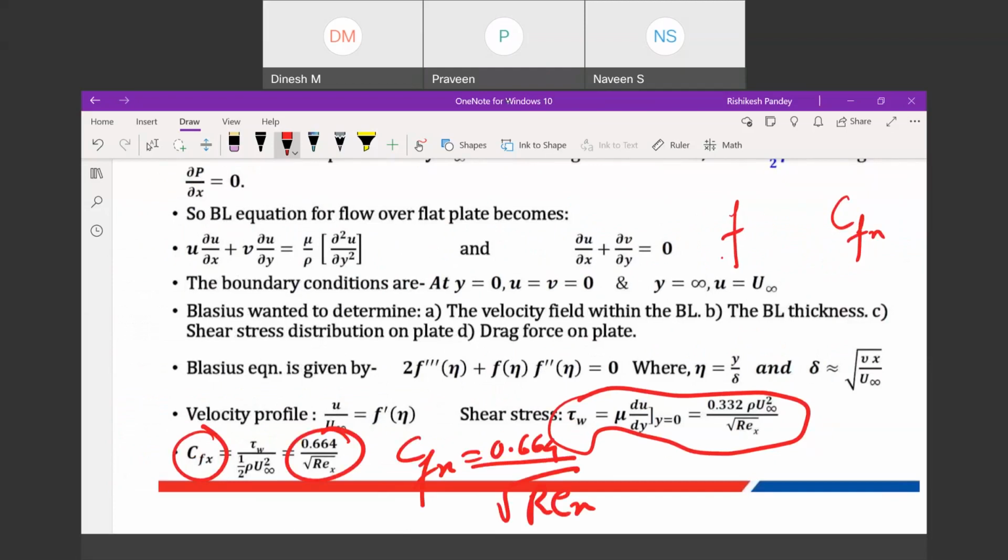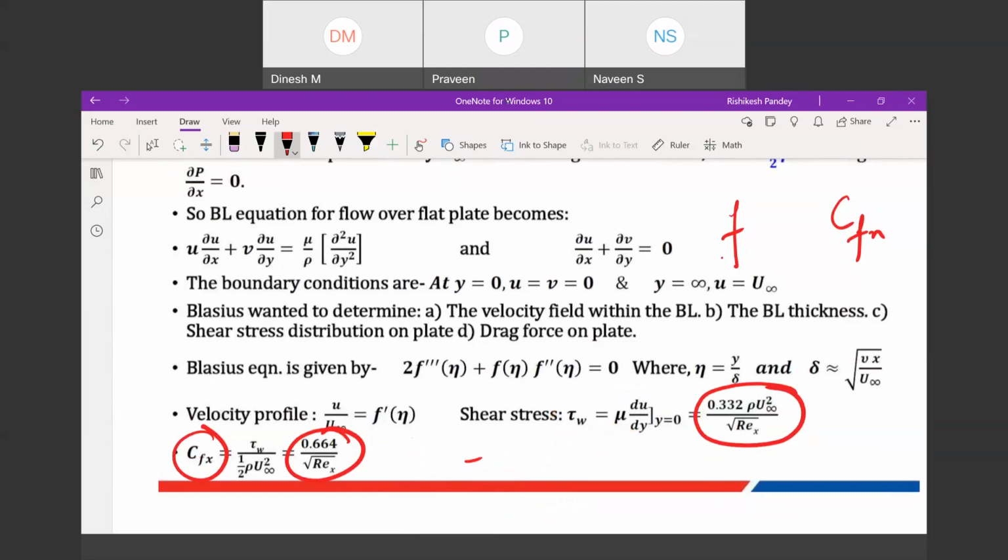Again, here it is Rex. At any x location, you will get the skin friction coefficient. At any x location, you can calculate shear stress. At any x location, you can calculate Cfx. So you can note this, this and this.